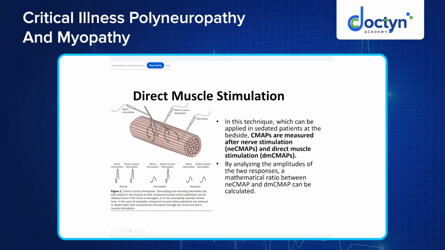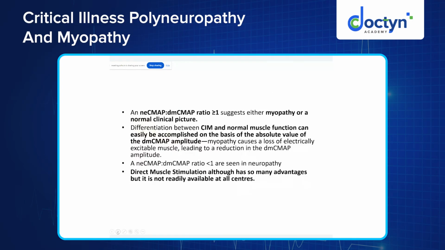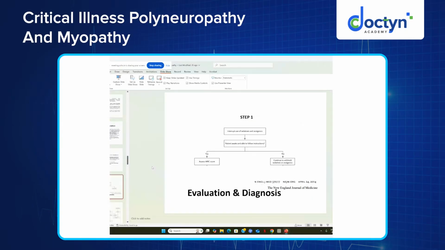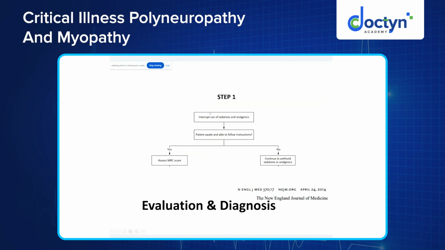So you calculate after nerve stimulation and direct muscle stimulation, that is the NE to DM ratio. In the evaluation, you interrupt the use of sedatives and analgesics if the patient is on neuromuscular blocking agents. So you reduce the effect of sedatives and see whether the patient is awake and able to follow instructions or not.